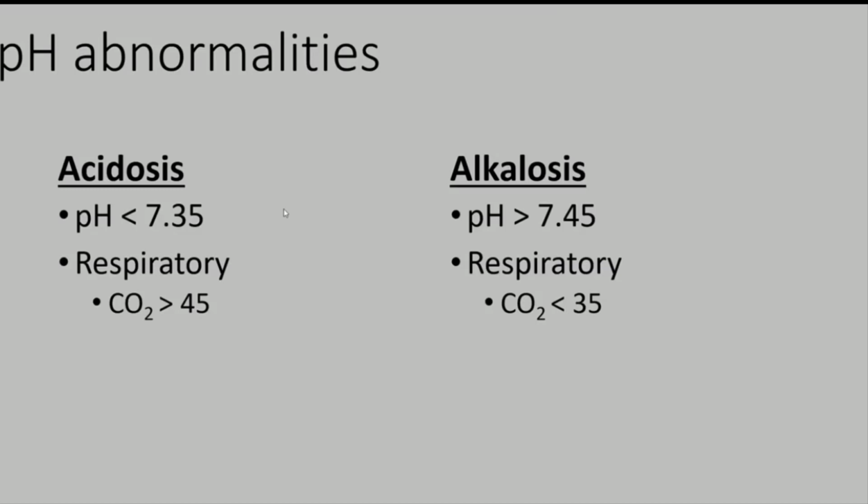In the case of when we check someone's ABGs, their arterial blood gases, if their pH is low, below 7.35, and their CO2 is high, above 45, well, that tells us that that elevated CO2 is what's causing the low pH. So we say they have respiratory acidosis. If we check and we see that their pH is high, above 7.45, and their CO2 is low, well, that low CO2 is what's raising their pH. So we say they have respiratory alkalosis.